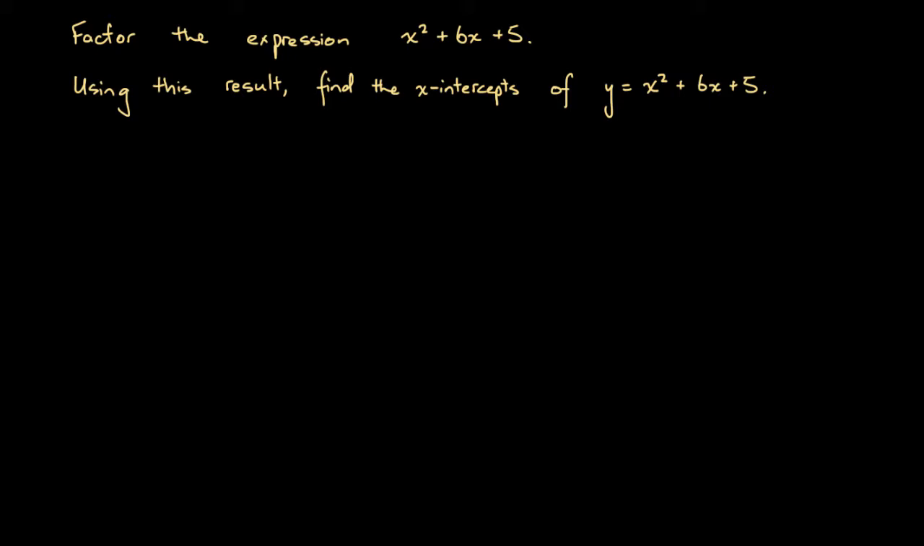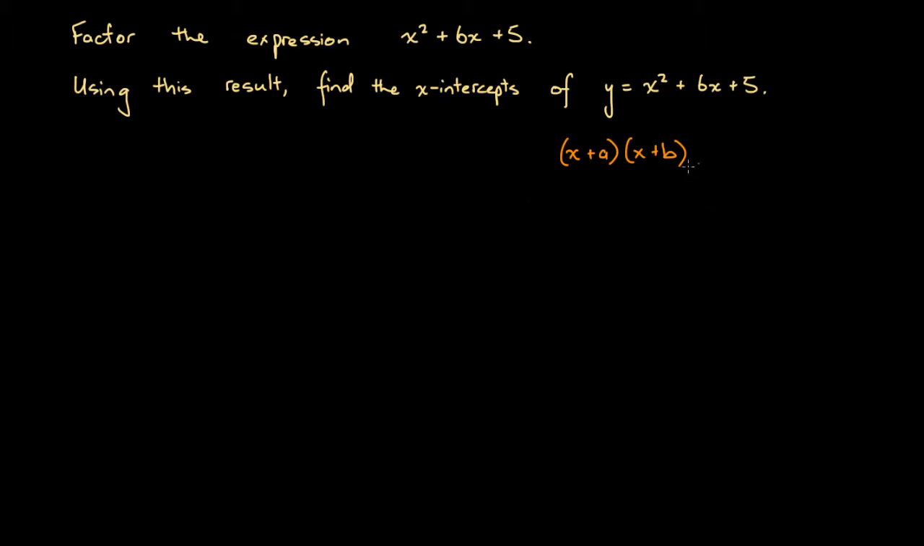It's always useful to remember that when we're factoring an expression that has an x squared term and a constant at the end, so this constant 5, the end result will look like x plus a multiplied by x plus b, where a and b are some values. And so what we're trying to do is factor this expression such that it looks something like this, but we don't yet know what a and b are going to be here.